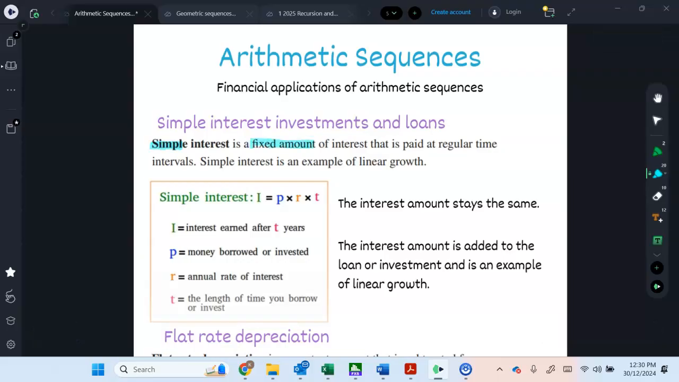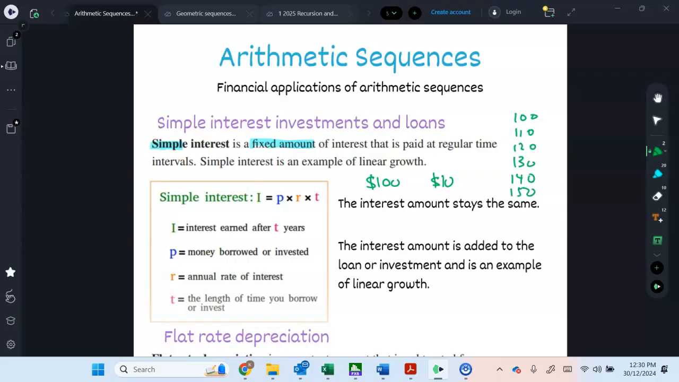So if you've got, say, an investment, and it's paying simple interest at a rate of 10%. So let's say you invested $100. So let me just write that down. If we invested $100, 10% of that is $10. So basically every year it's going up by $10. So there's your initial investment and it just goes up by 10 each time.